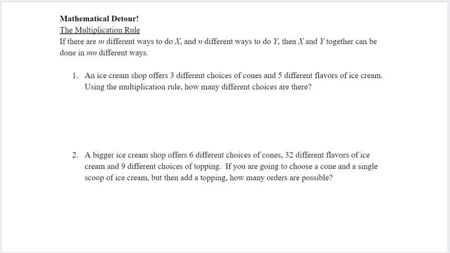So, if an ice cream shop offers 3 different choices of cones and 5 different flavors of ice cream, how many different possible ice cream cones are there? Well, you have 3 cones times 5 flavors. That means there are 15 different ice cream cones. Well, a bigger ice cream shop has some more options. They have 6 choices of cones, 32 flavors of ice cream, and 9 different toppings. If you are going to get a cone, a single scoop of ice cream, and a topping, how many orders are possible? Well, there are 1,728 different ice cream cones with toppings.